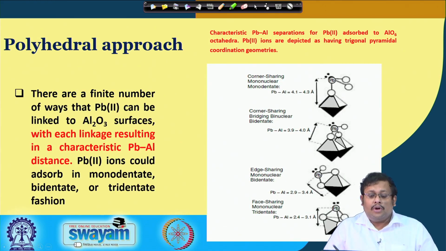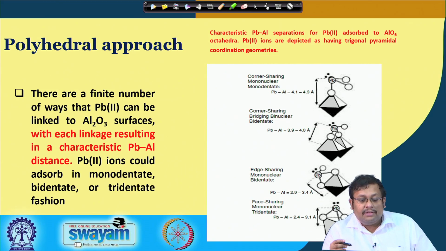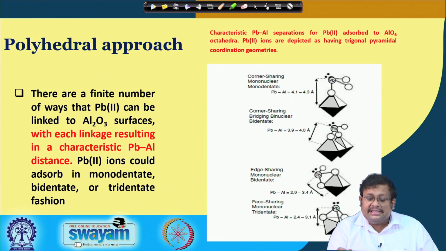Now, this will give you a more detailed picture of this polyhedral approach. Here we have an example of characteristic iron, aluminum, lead separation for Pb2+ adsorbed to LO6 octahedra. Here we are assuming that these lead ions have a trigonal pyramidal coordination geometry. You can see corner sharing mononuclear monodentate, which is monodentate and mononuclear, and also corner sharing bridging binuclear bidentate.